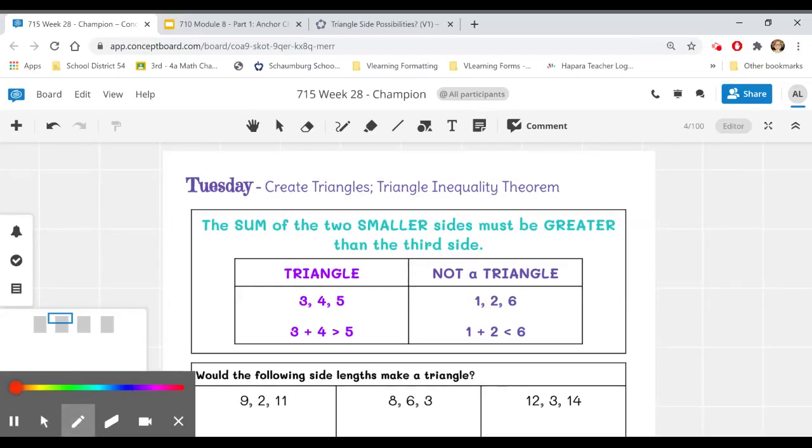Today's lesson is about triangles. We're taking what you know about angles and applying them to shapes. So we're closing angles into a triangle.